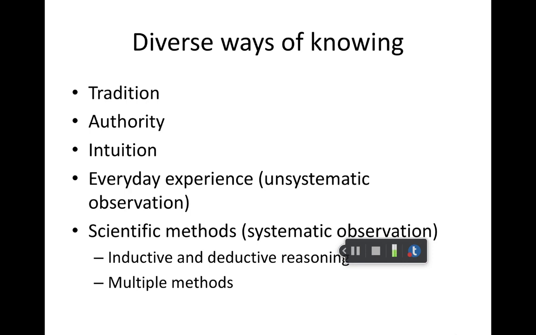And I mention these sources of knowledge in order to contrast them with scientific methods. Science, of course, involves systematic observation and the use of logic and data. There are different scientific methods. They may use inductive and/or deductive reasoning. And we have a variety of scientific methods, including qualitative and quantitative methods and mixed methods for learning about the world. So all of these are sources of knowledge. This is not to suggest that one is better than the other, but to point out that we learn about the world in many ways.